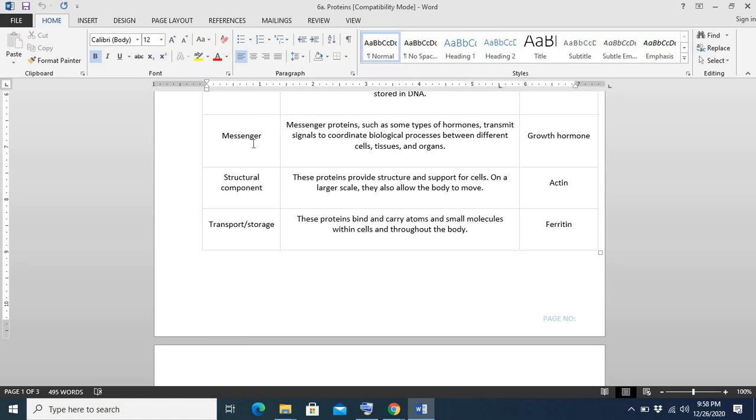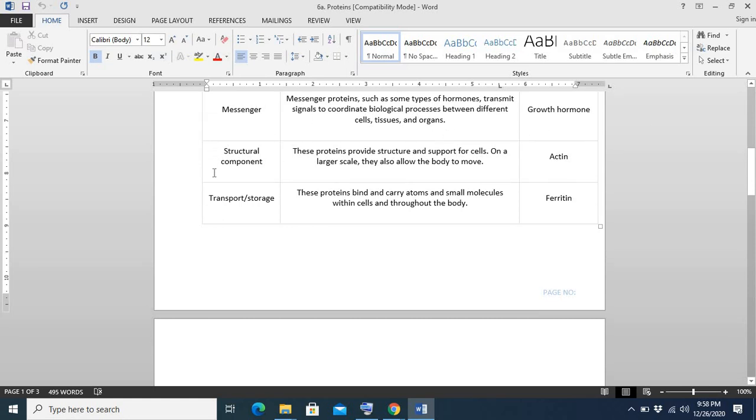The protein that transmits the signal from outside the cell to the inside of the cell is called the messenger, and we can also say it is a ligand of a receptor. Growth hormone is one example of such a type of protein.